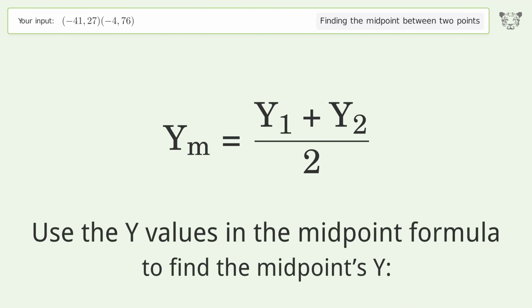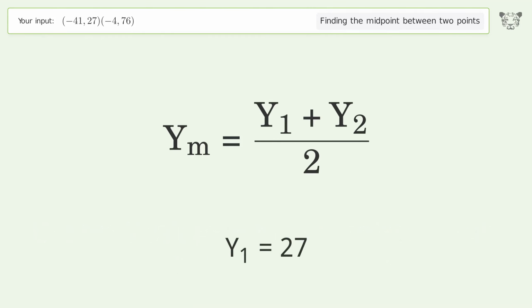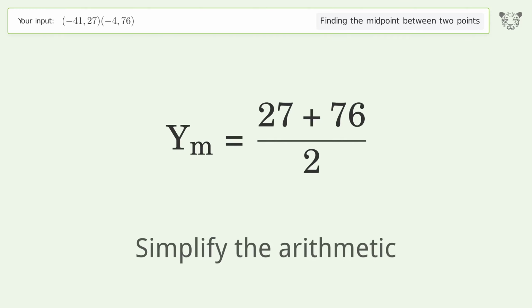Use the y values in the midpoint formula to find the midpoint's y. y1 equals 27. y2 equals 76. Simplify the arithmetic.